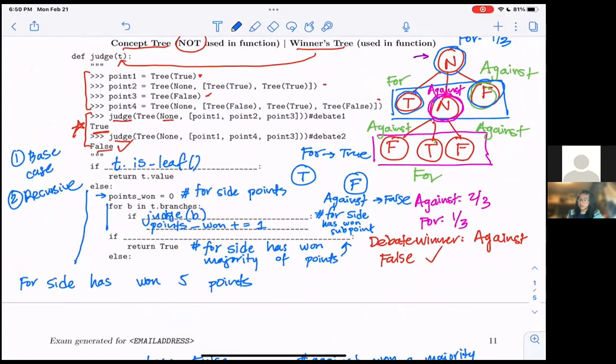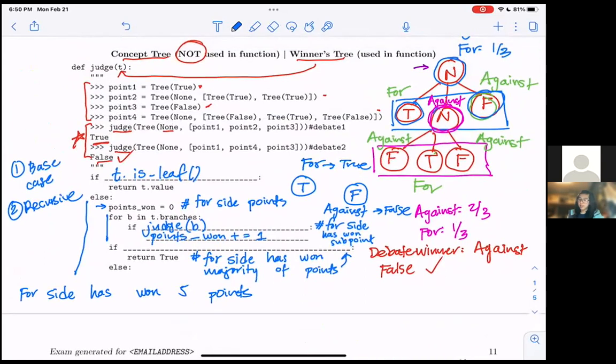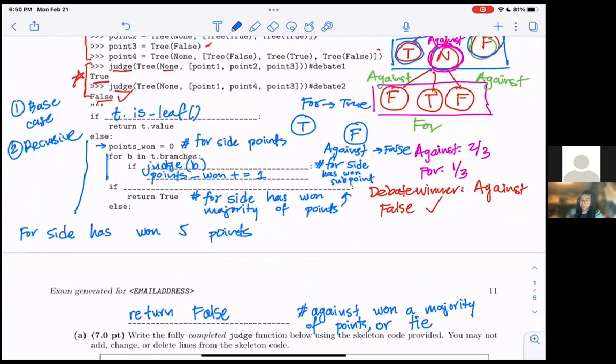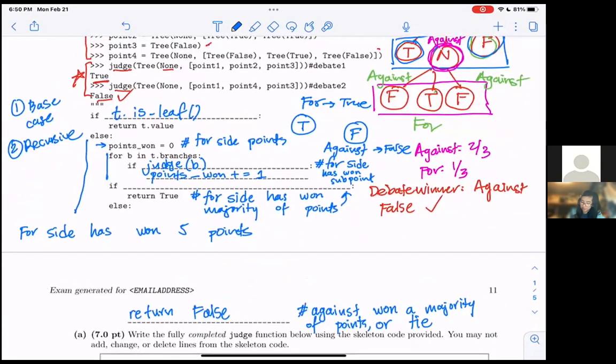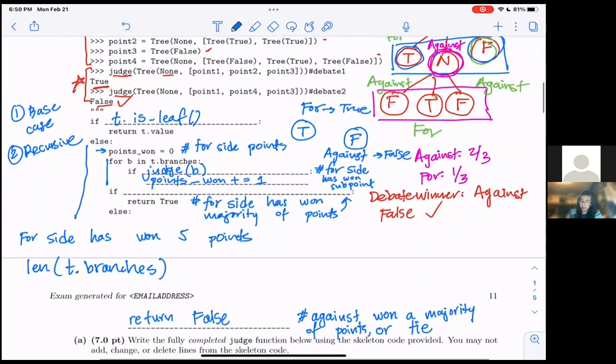If we look back at our example at the blue box, we can see that if T is the root node, there are 3 branches, and that's also the total number of points, 3 points. So then we can use the length function that is built into Python, and do something like length of T dot branches. And what do we want to do with that? Well, like I said before, majority means that you have won more than 50%, or more than half, of the points. So we can calculate half by dividing the length by 2.